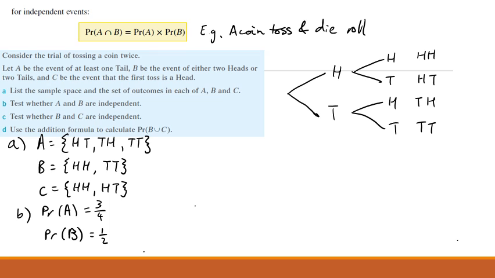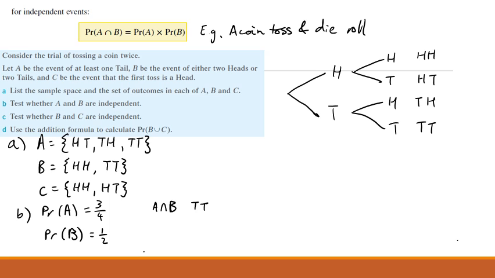Before I do the multiplication, I'm going to check what A intersection B is first. What does it mean? I don't want the probability, I want what it means. You have to have two tails, because A means at least one tail, and B says it's either two heads or two tails. The only scenario that works for both is two tails.